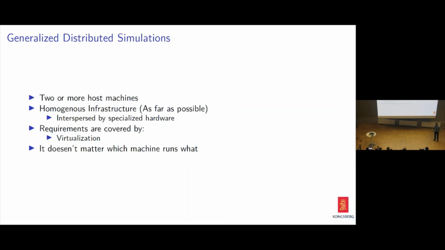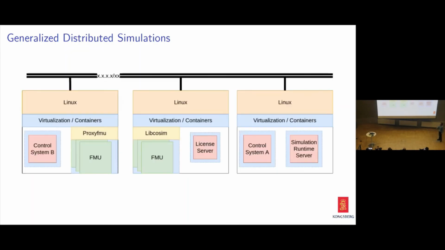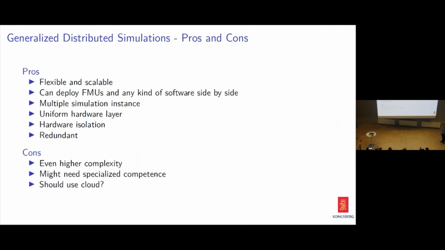It may look like something like this, where we have a common OS backbone with a common virtualization stack. Can be Docker, KVM, can have multiple virtualization technologies if you want to. You probably will, because some things require virtual machines, other things require containers. And then you run all the usual stuff, FMUs, libcosim, license services, and control systems. But now they can run anywhere. And it's very scalable and flexible, because things can just be shuffled around. So if something dies, you just move it.